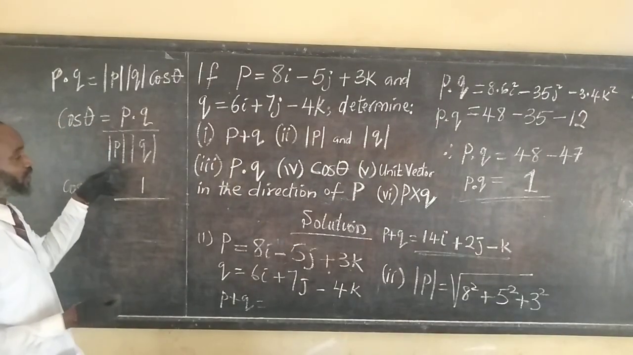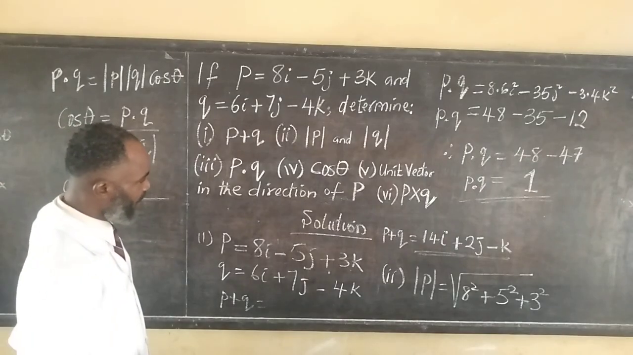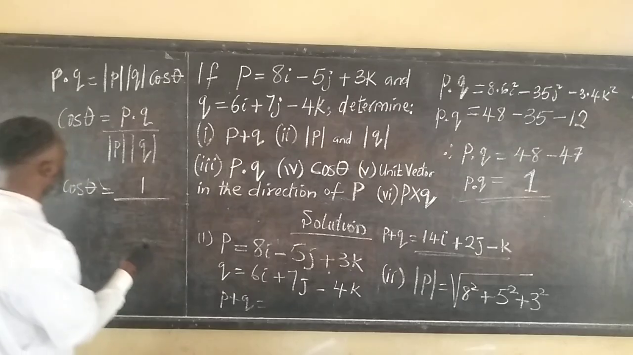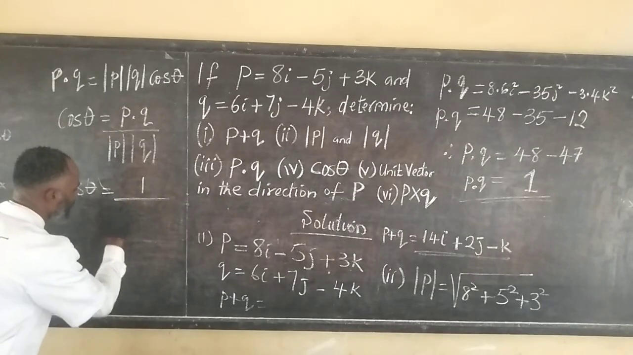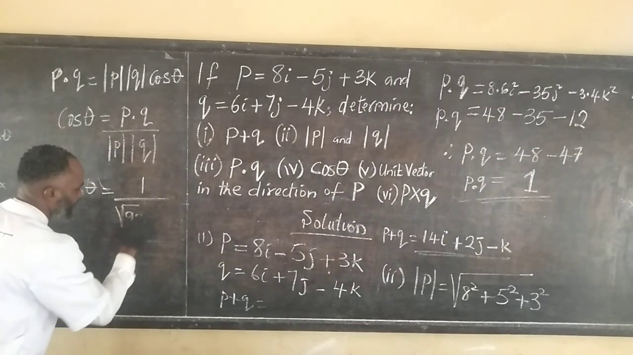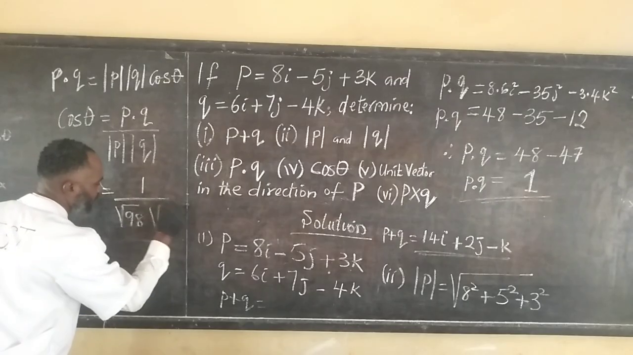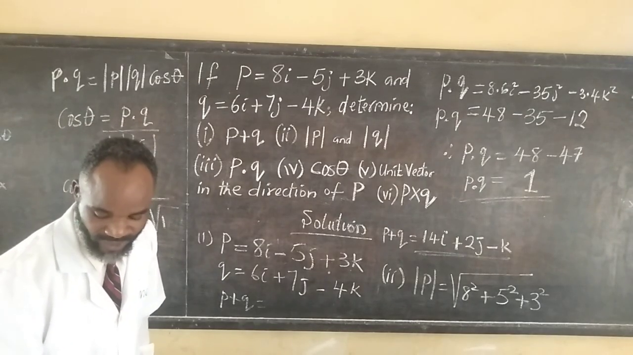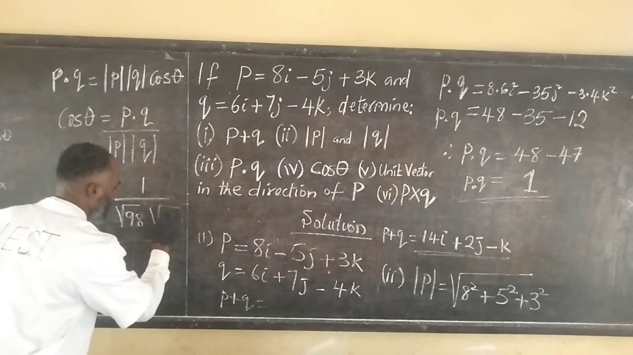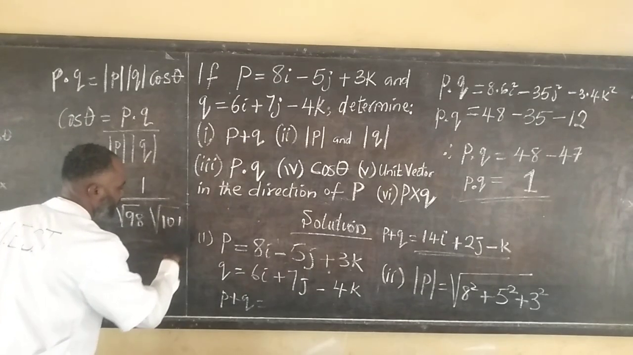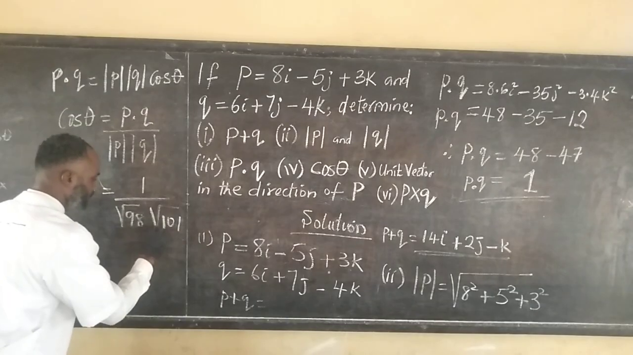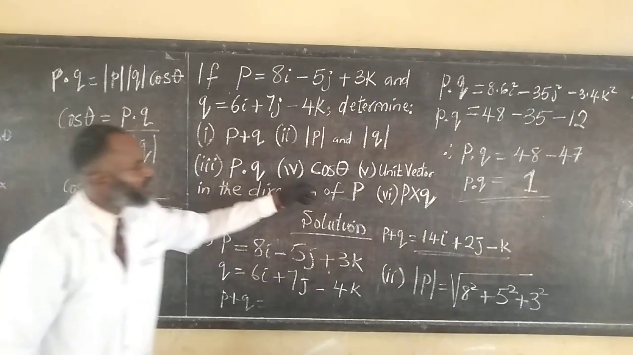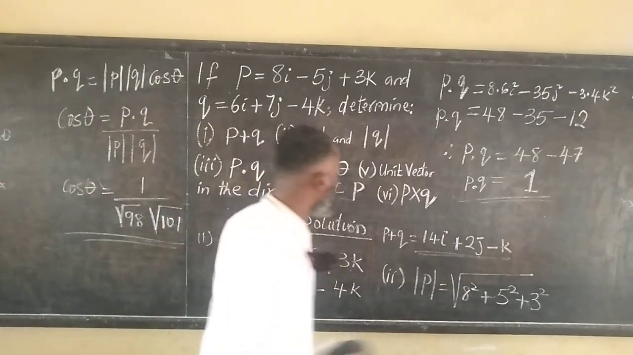Where you have modulus P, I got square root 98, and then modulus Q, I got 101. I have not forgotten, that's what I got in the first place when I solved for them. So this is 101 respectively. Remember? So this question is solved. Very simple.